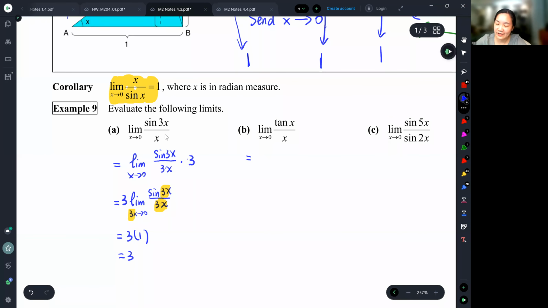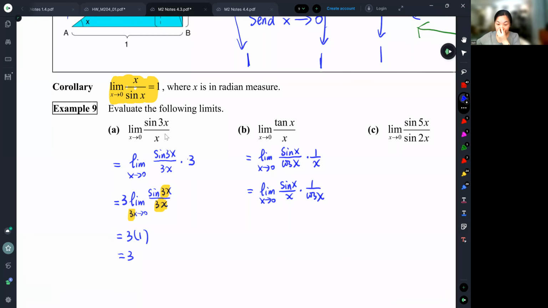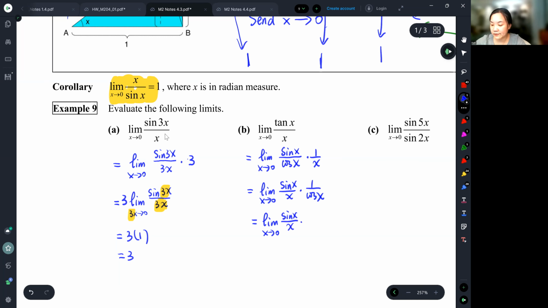Another one. So this one, it's sine x divided by cosine x times 1 over x. And it is equal to sine x over x times 1 over cosine x. I'll put them together. Whenever I see sine and x, I put them together. And then I will separate sine x over x and cosine x.